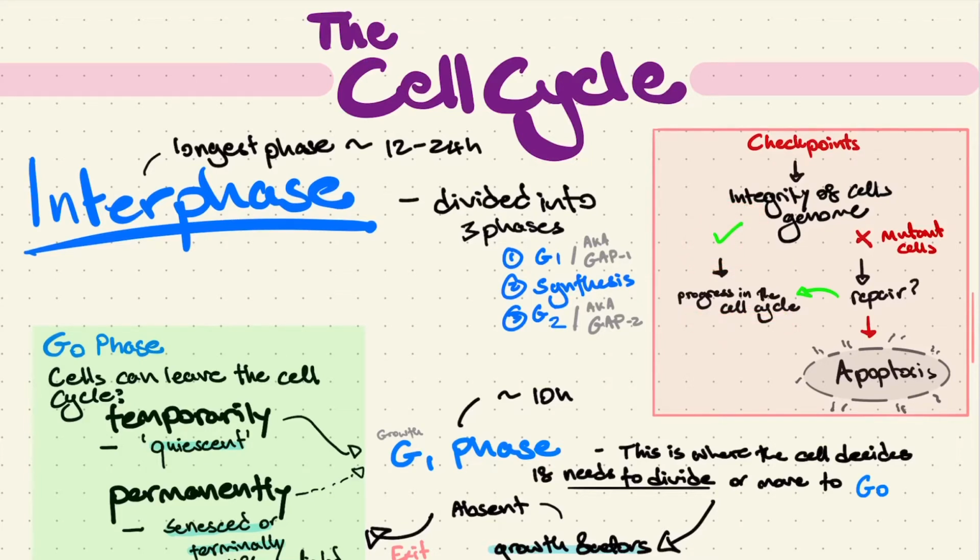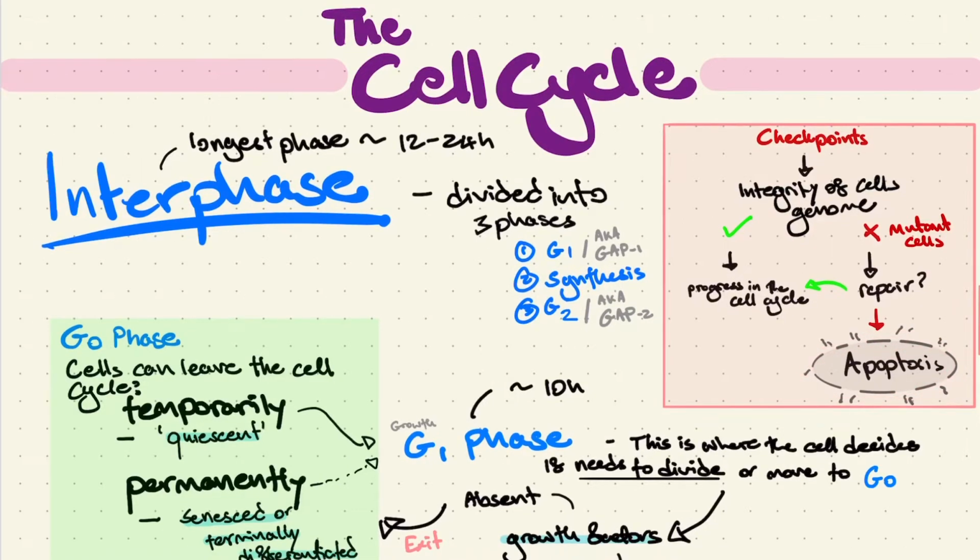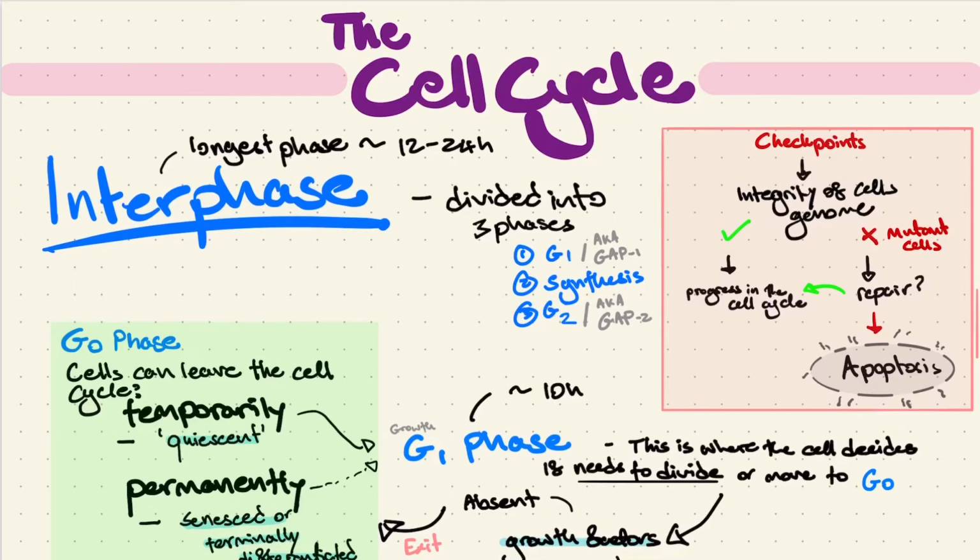However, if there is damage detected, then first of all, repair will be attempted, and if repair is not possible, then the cell will undergo apoptosis, which is programmed cell death. And once again, this is because we don't want mutant cells to be proliferating. Now, let's get back to interphase.